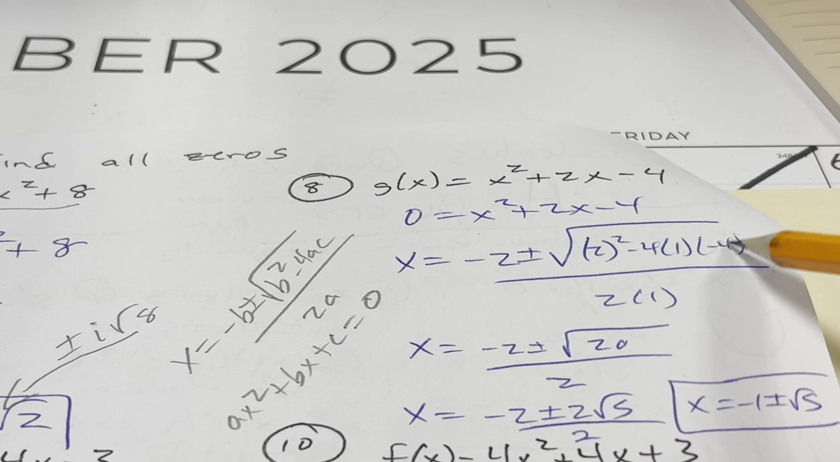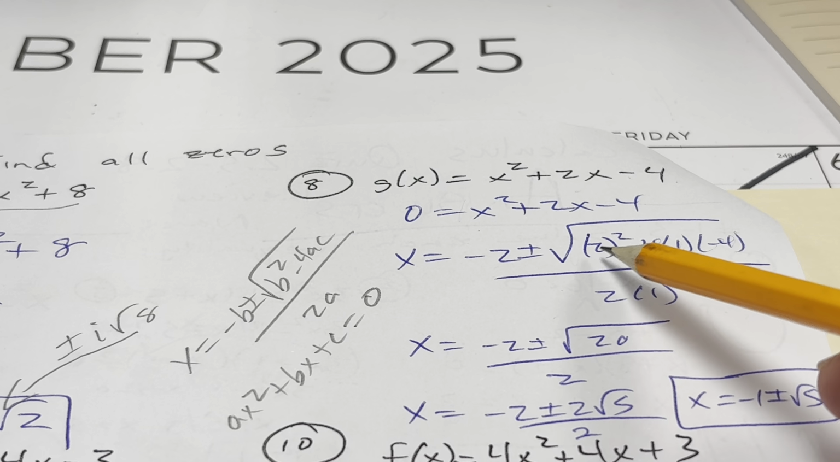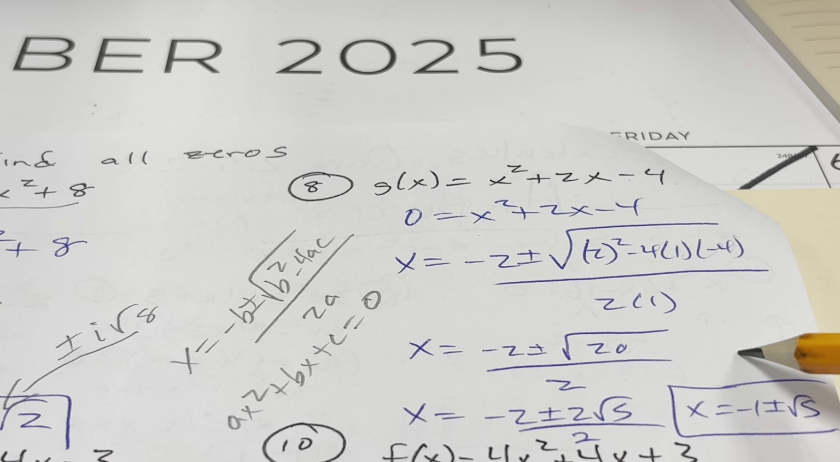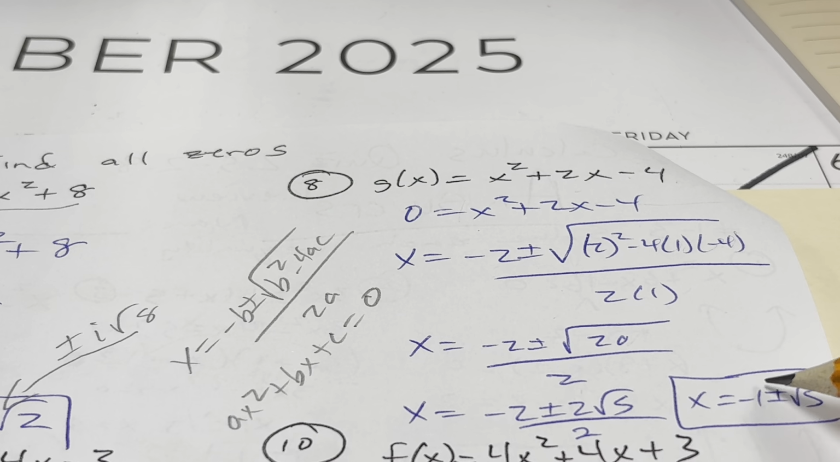A. C is a negative 4 all over 2a. You're going to have 16. You're going to have 4 plus 16, which is 20. The square root of 20 is 2 root 5. Divide this, and this by 2. That's a negative 1. It doesn't go bye-bye.